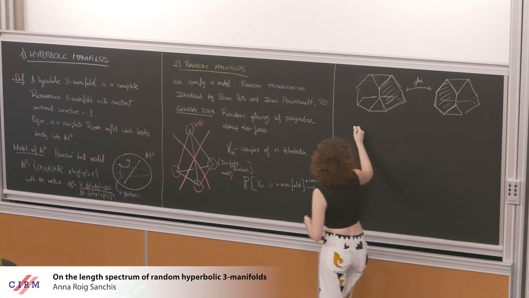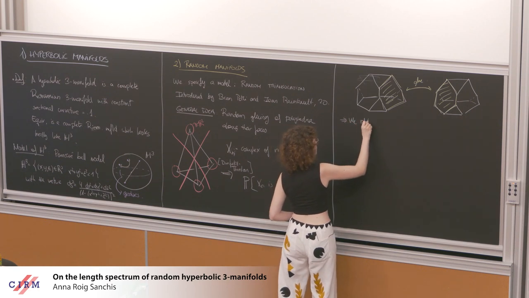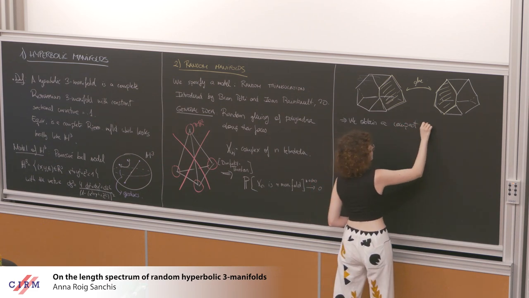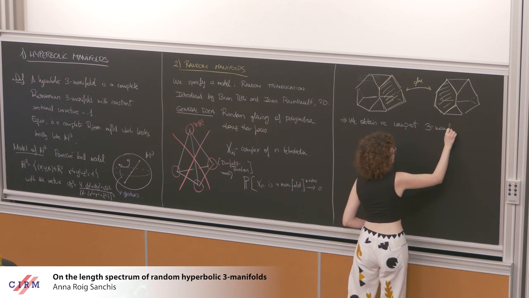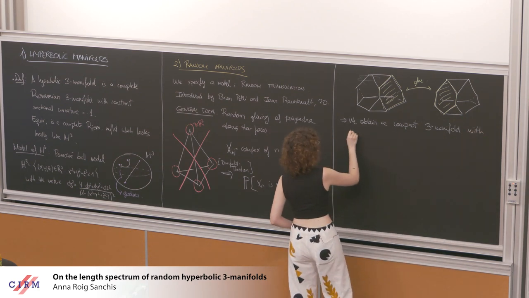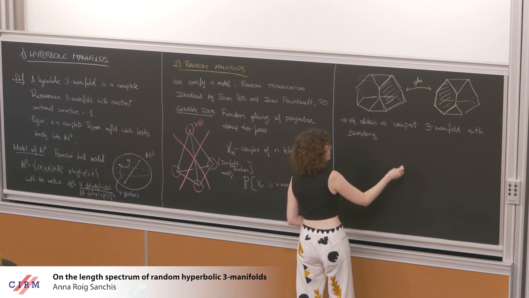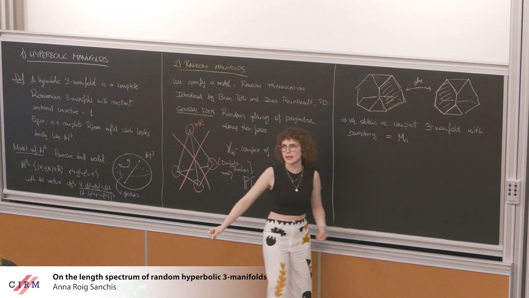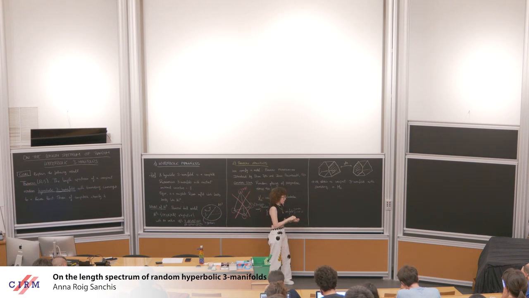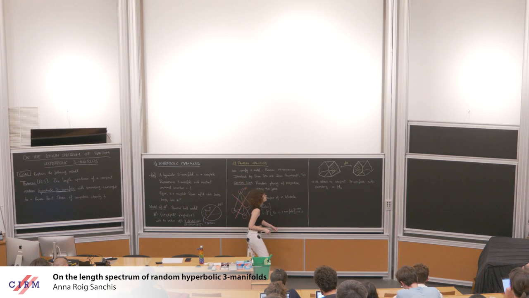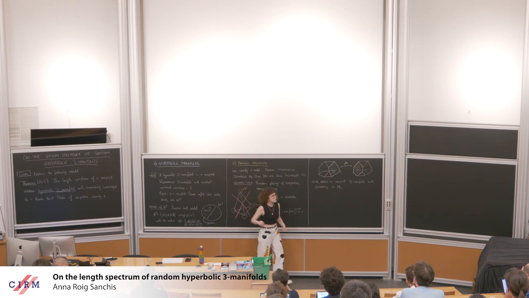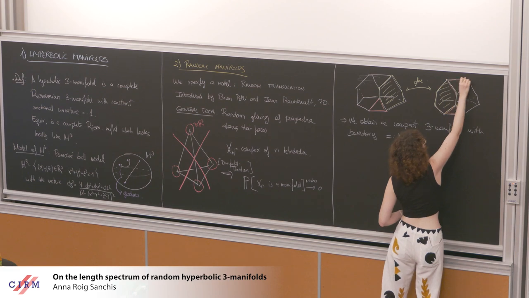And in particular, what we obtain is a compact three manifold with boundary, that we will denote by M_n, where n is the number of truncated tetrahedra that we take initially to build our complex. So the boundary comes from these triangular faces that are created when chopping off the vertices, sorry. So this four.